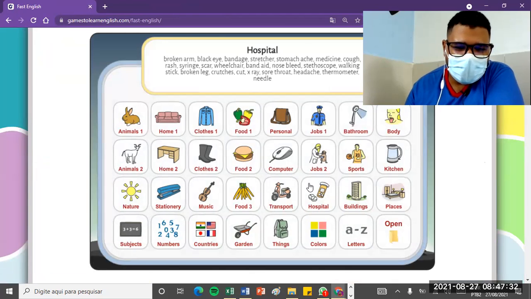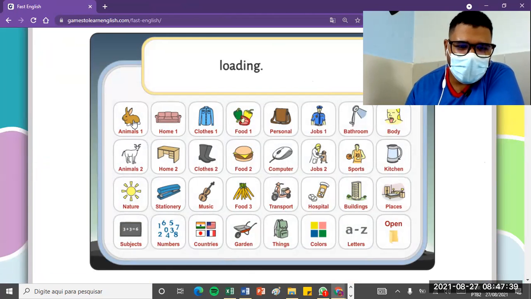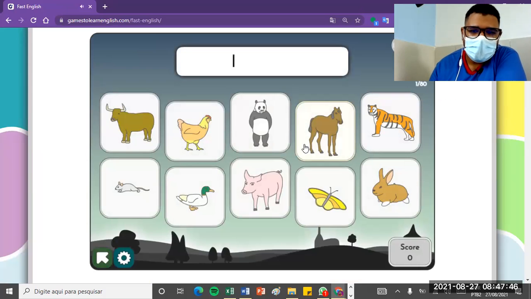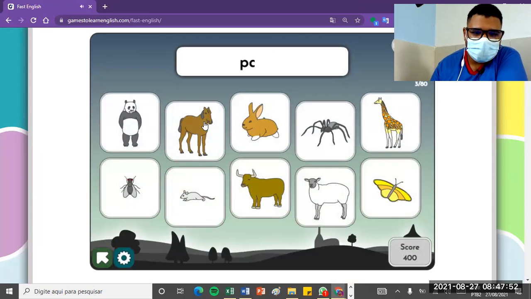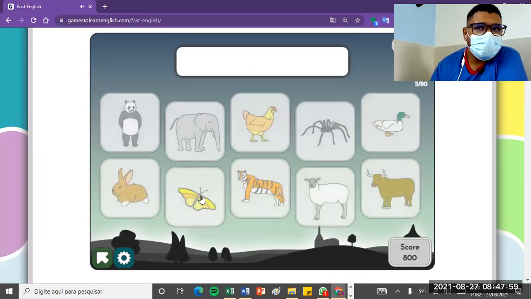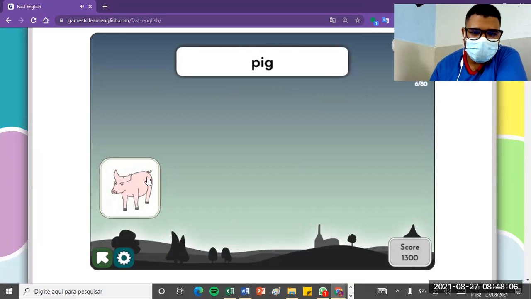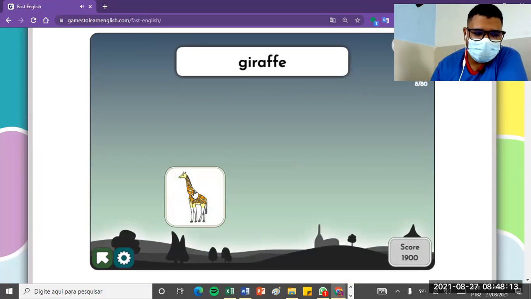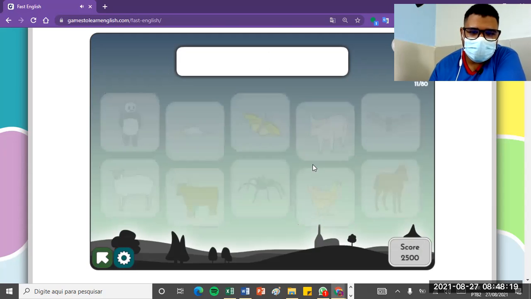Options, let me see, animals, or house, or clothes. There are many. Let's go with animals. Butterfly. Let's see, butterfly. Ball. Let's say ball here. Panda. We have a panda here. Elephant. Chicken. Pig. Duck. Let's see a duck here. Giraffe also. Crab. Spider. A spider here.